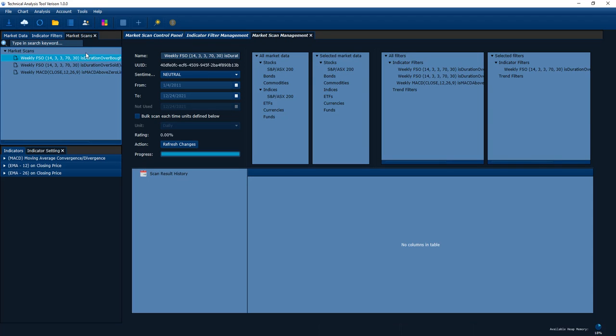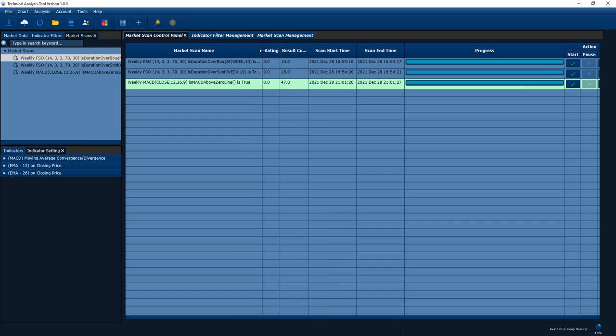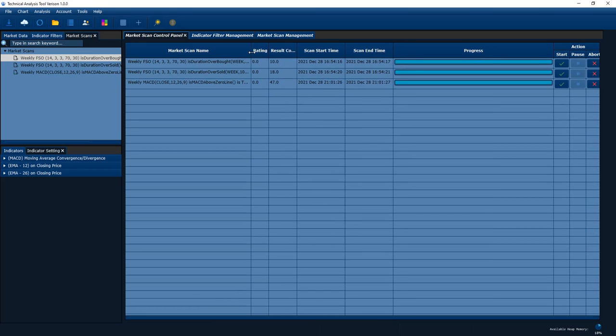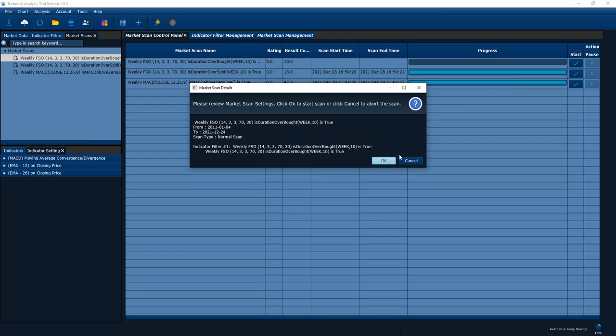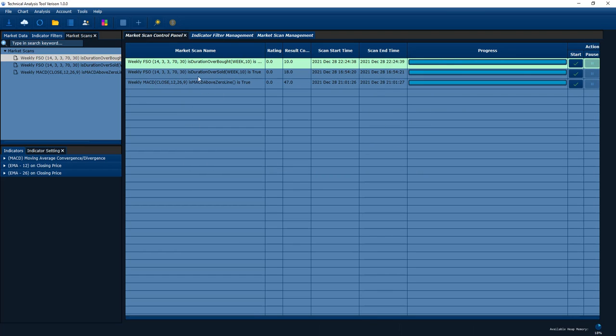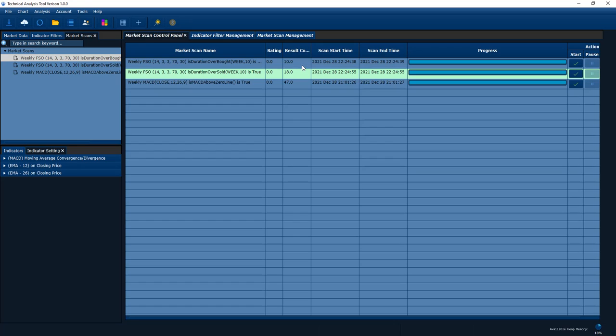Okay, so we already created two market scans. Let's go into the market scan control panel. The first one is overbought 10 weeks, which means give me all the securities and stocks whose FSO indicator stays in overbought for 10 weeks. Let's kick off that one. And let's kick off the second one, which is give me all the stocks in the market whose FSO stochastic oscillator value stays in oversold for the past 10 weeks. Okay, both of them return some values.